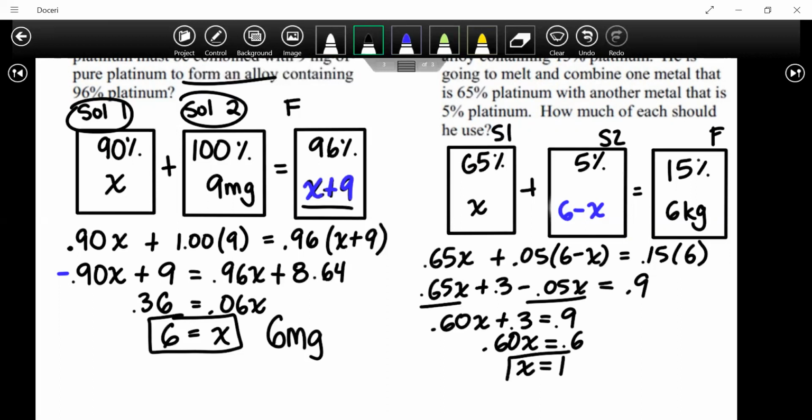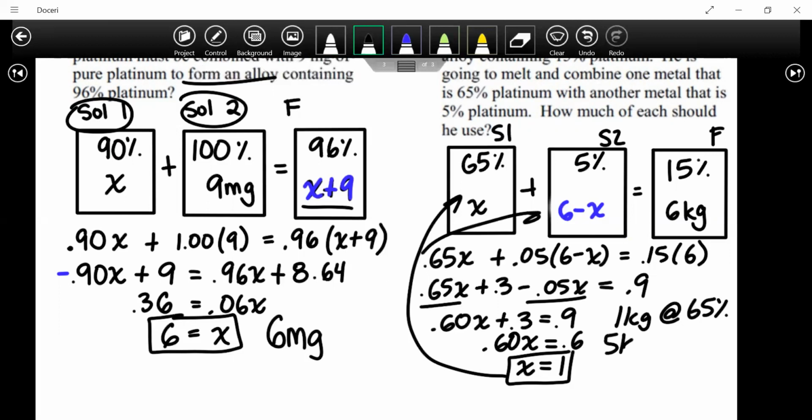Go figure. So our first alloy at 65% had been here. So we're looking at our first alloy there, 1 kg at 65% strength. And then if we plug the other one into here, we're going to get how many? 5 kilograms at 5% strength.